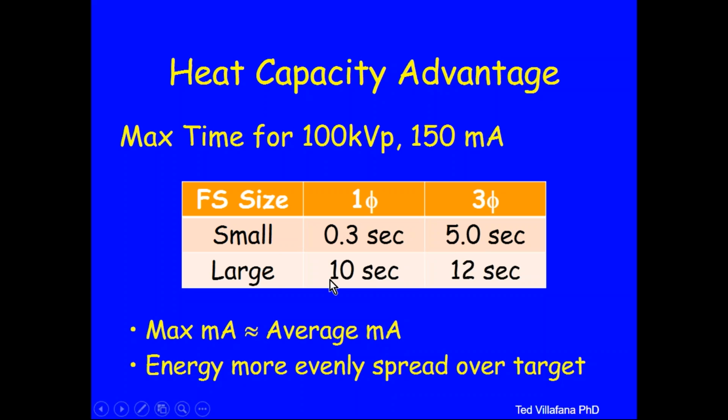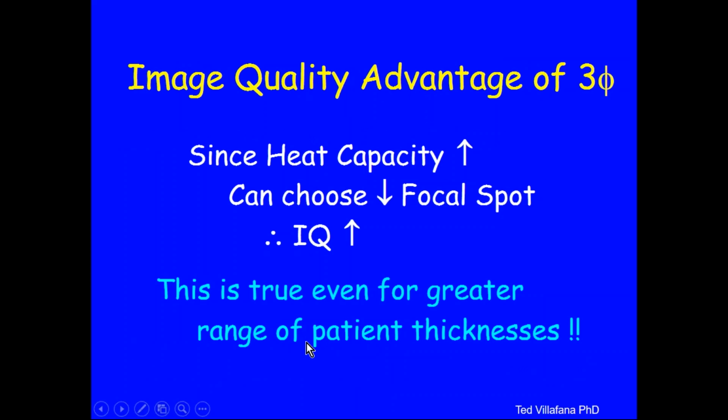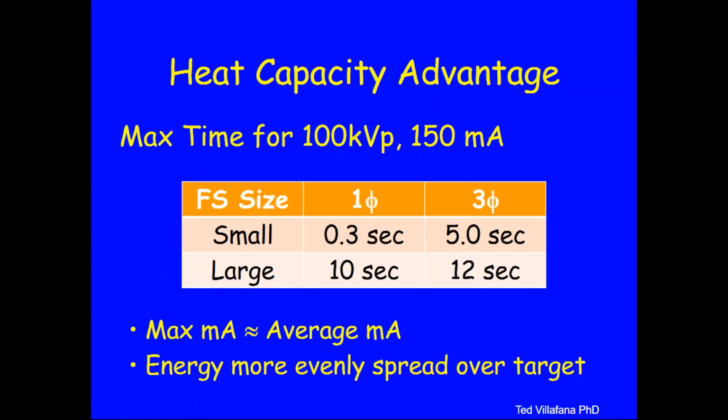So another way of looking at why we have that enhanced heat capacity at three phase. I've already mentioned that maximum MA is essentially the same as the average MA, but another way of looking at it intuitively is that you are spreading out the heat more uniformly over the tube, and you don't have those big variations where you get 0 MA at one point on the focal spot, then you get 200 MA at the very next point on the focal spot.